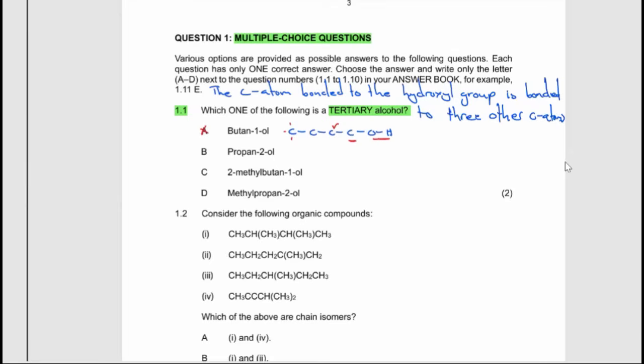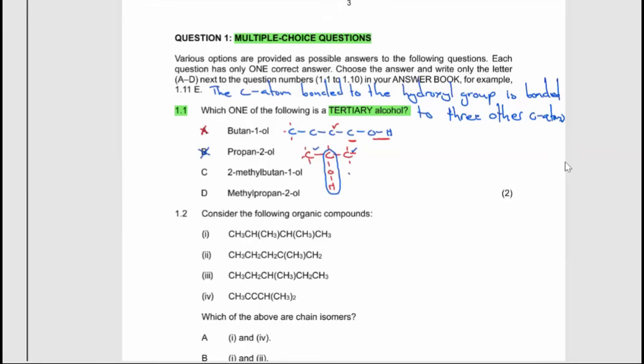Then the second option, option B, says propan-2-ol. Prop means 3 carbons, so it's 1, 2, 3. On carbon number 2, we're told that's where we have our alcohol, so it's going to be OH there. After that, hydrogens like that. Remember, carbon bonds 4 times. Our main focus is on this carbon that is bonded to the hydroxyl group. It is also bonded to other carbons, 1, 2, so this one is a secondary alcohol. Therefore, that answer is incorrect.